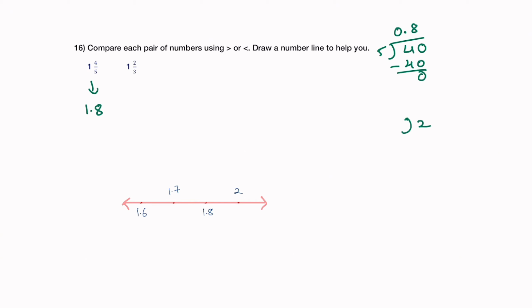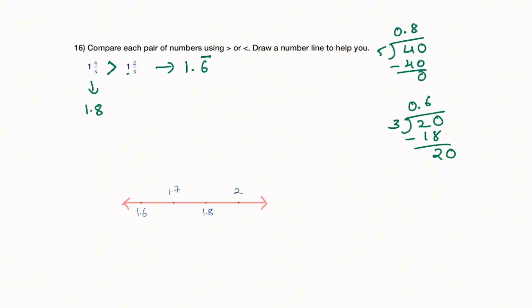And similarly, we do 2 divided by 3. It doesn't go, so we put 0 and the decimal here. 3 times 6 is 18. 2 remainder, again 0, and it will go on. So 2/3 is 0.6 bar, right? Because it's repetitive. So which one is bigger, 0.8 or 0.6? 0.8 is bigger, right? So this one is greater than the other one. So 1 4/5 is greater than 1 2/3.